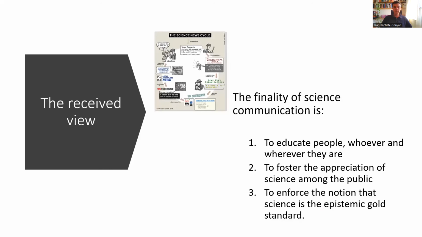So one can ask, what is the finality of science communication according to this view? So the first one is really to educate people. So it really sees science communication as science education, and to educate people whoever they are and wherever they find themselves. So it's a kind of one size fits all. By the end of the process of science communication, if it has been done appropriately, people should know more about science. They should be more educated, and science literacy, if you want, will have increased.